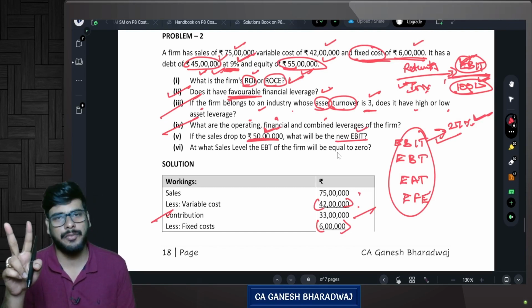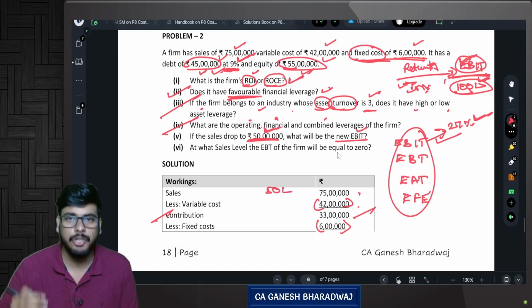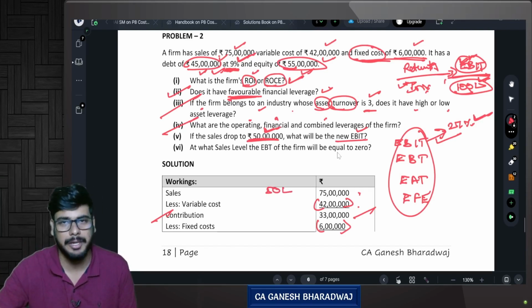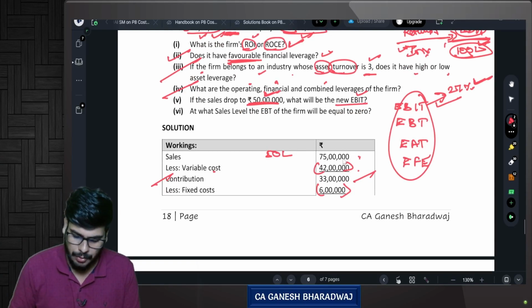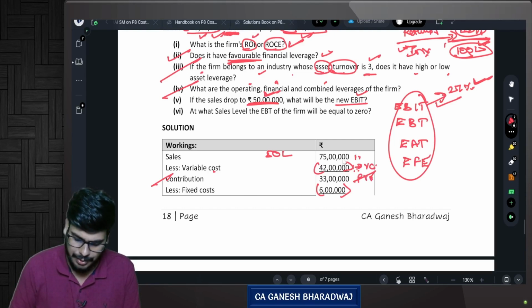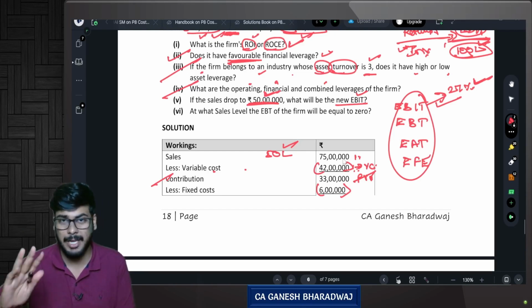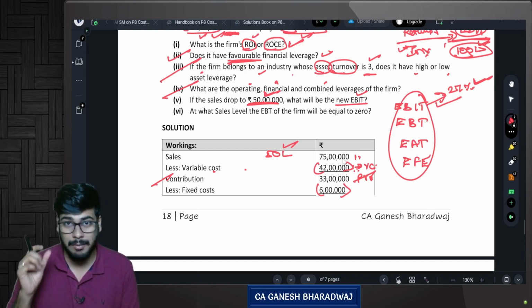There are two ways of calculating this. You can once again prepare the income statement for 50 lakhs. How can you prepare it? Variable costs are currently 42 lakhs for 75 lakhs of sales, which means you can arrive at the VC ratio. You will have the PV ratio. With that, for 50 lakhs of sales, you can arrive at the entire income statement and arrive at the EBIT. Fine. Now, there is one more way to do this.